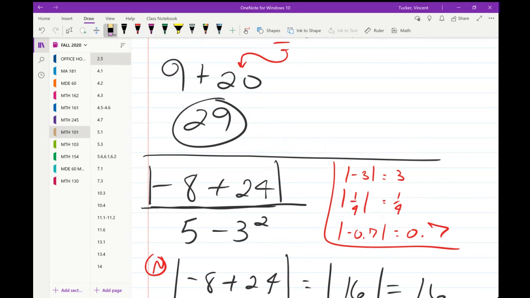All right, so the next one we have, let me erase this stuff. We have the absolute value of negative 8 plus 24 over 5 minus 3 squared.